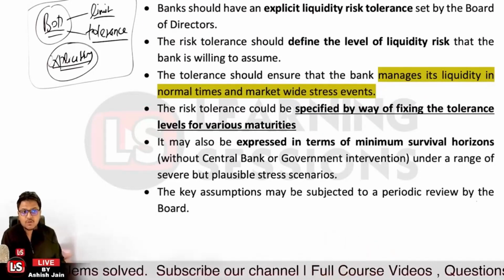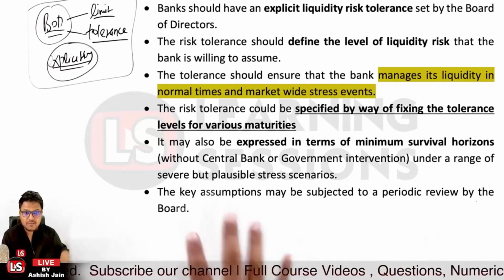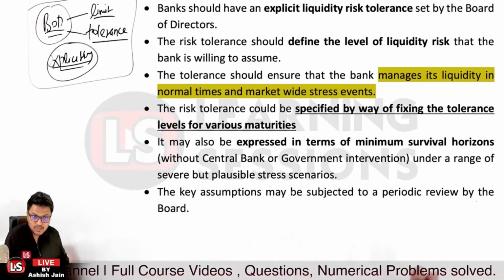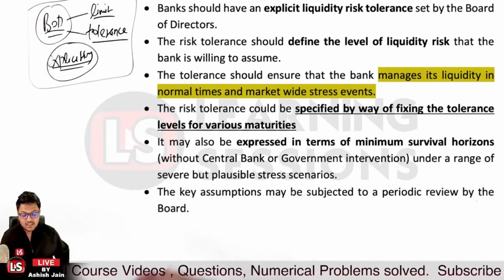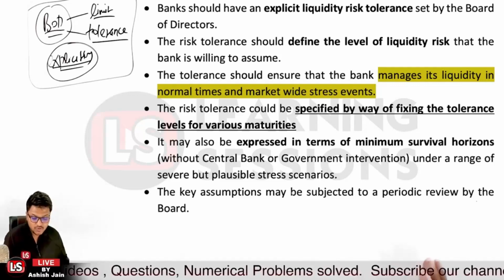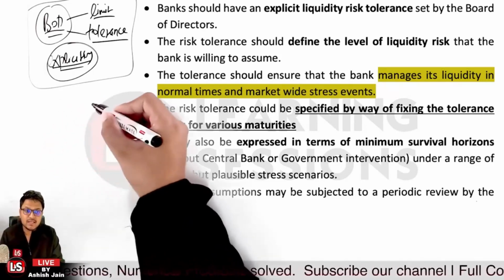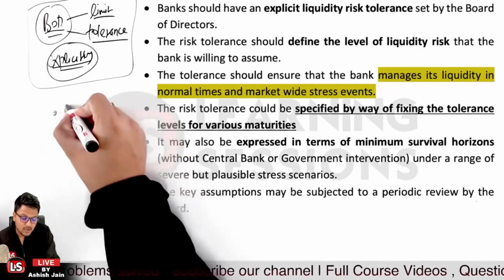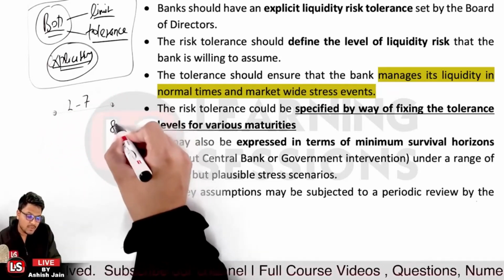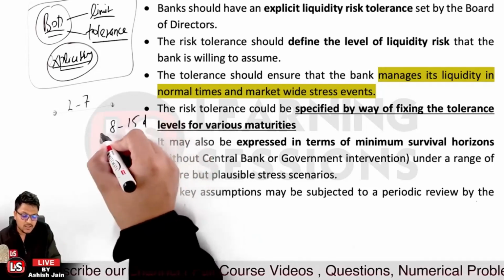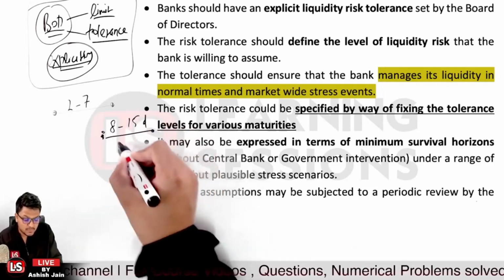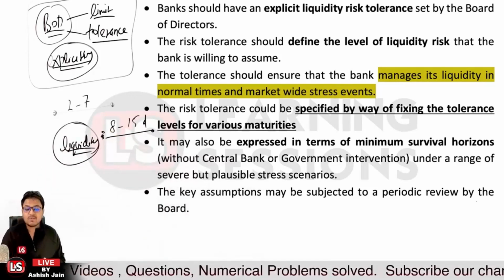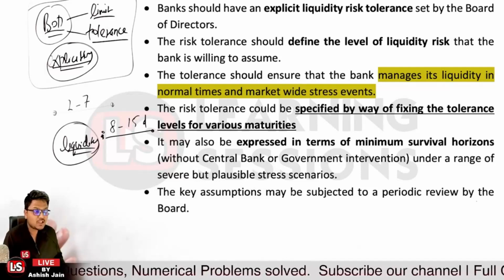And further, the risk tolerance limits must be specified, fixed in such a manner that they take into account the overall bank risk factor, and they must also be specified in terms of the minimum survival horizons. Let's take the case that we are talking about the time horizon limit for 2 to 7 days, or from 8 to 15 days. In these time horizons, this particular liquidity must be maintained, so that must also be specified.